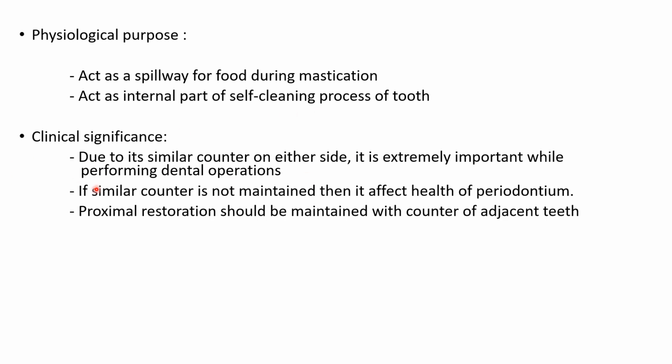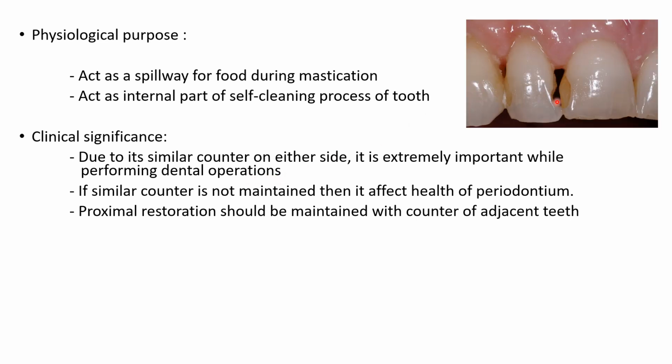Now the clinical significance is very important, because of the similar contour on either side, normally the adjacent teeth have a similar contour. So it is extremely important while performing dental operations. If you see here, there is caries on the proximal area. You have to check the contour of the adjacent tooth, and according to that you have to maintain the contour and the embrasure over here.